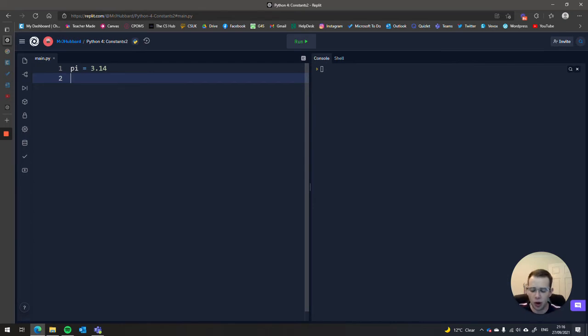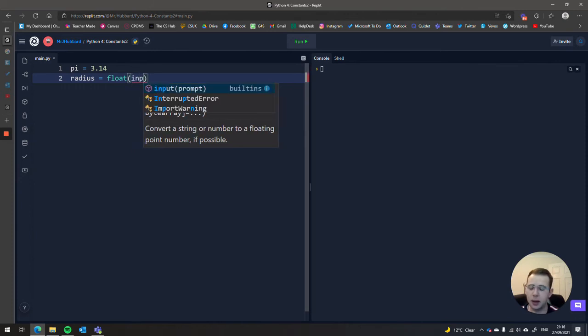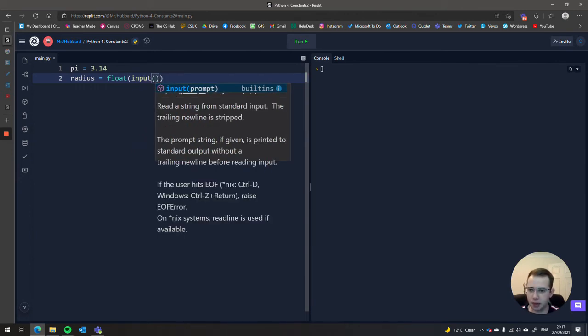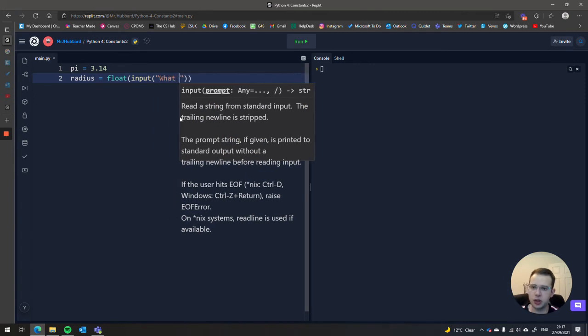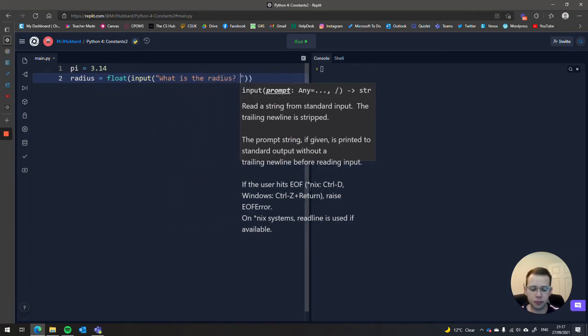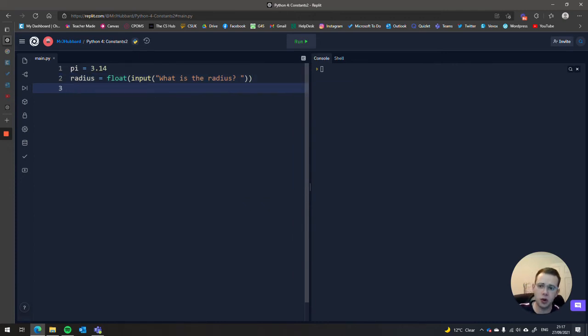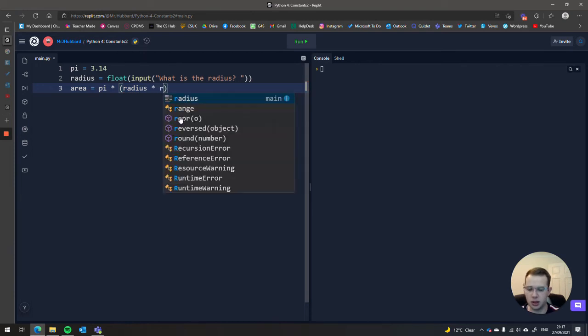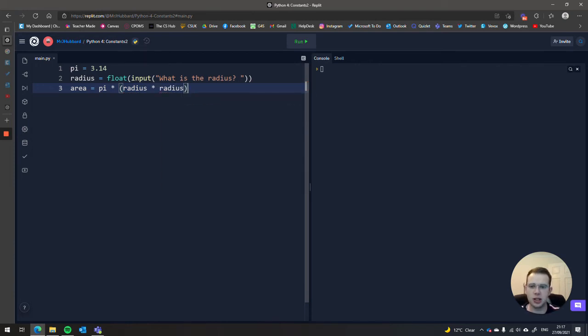Okay, so what I could do is ask the user for the radius. So I'm going to say radius equals, now it could be a decimal, so I'm going to use float. It could be an integer as well, so I could use int, and then we're going to put float input, what is the radius? Okay, and then to do the area of the circle, it was pi times the radius squared. Now the reason I've written radius times radius is because to square something you times it by itself.